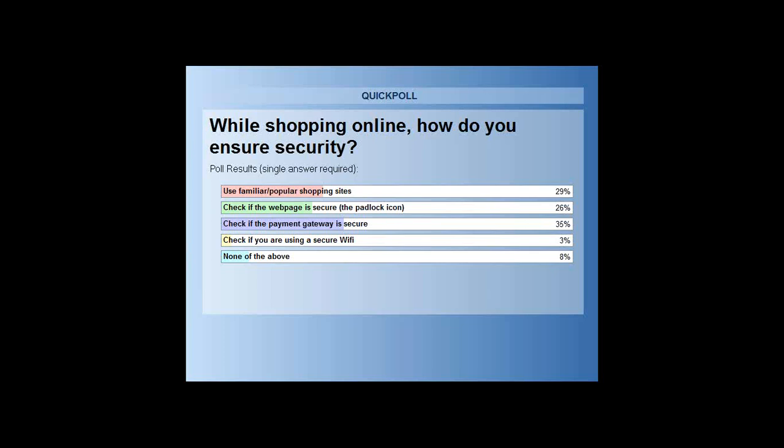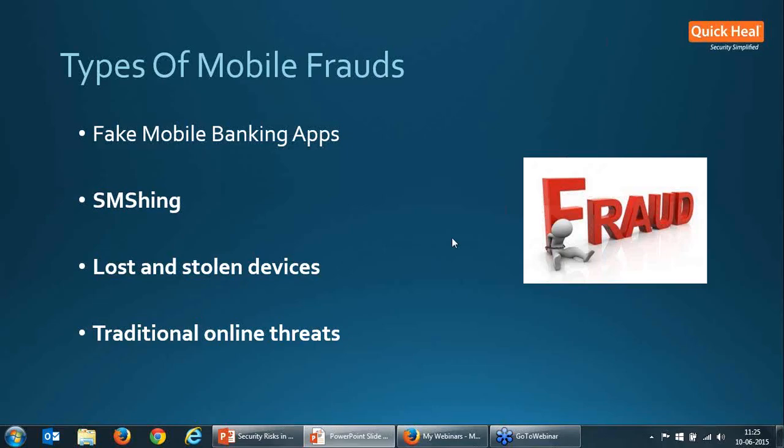For the 8% of people who say none of the above, well, I would like to recommend to all these people who answered this to consider the security of their information in the device and the financial transaction security before doing any transactions online. Well, I would like to proceed with the proceedings today.